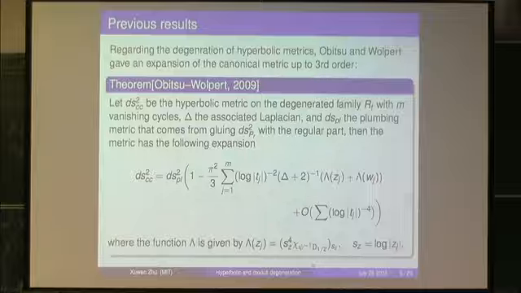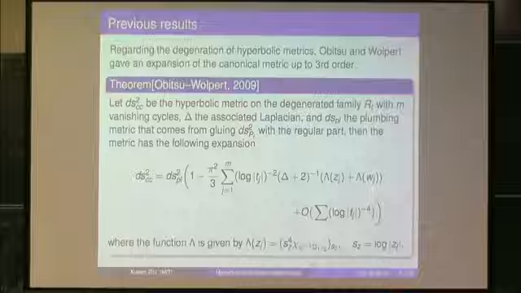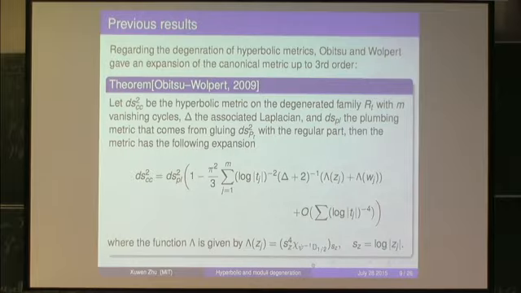So one thing to notice here is there is this parameter log t_j, which is identical to the length of the geodesic, which is also the one we are going to use. So what we are going to do is we basically follow their construction of the plumbing metric, and we show that there is a complete asymptotic expansion of this metric.